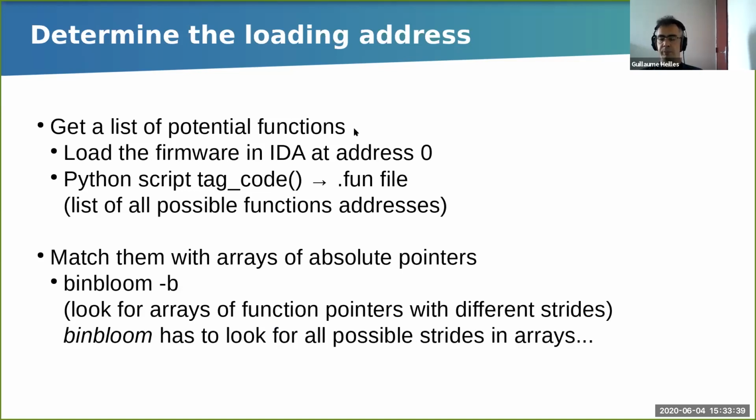We need to get a list of potential functions, and this is something we know how to do. This is exactly what I did in the previous demonstration, just by loading the firmware in IDA at address 0, using the tag code function to analyze all possible functions with possible false positives, but we don't care basically, and we'll save that to a file. And then we will use binbloom to make the correlation between those possible function addresses and all possible arrays containing function pointers. Obviously it's a lot of computation, takes a lot of time, but it works.